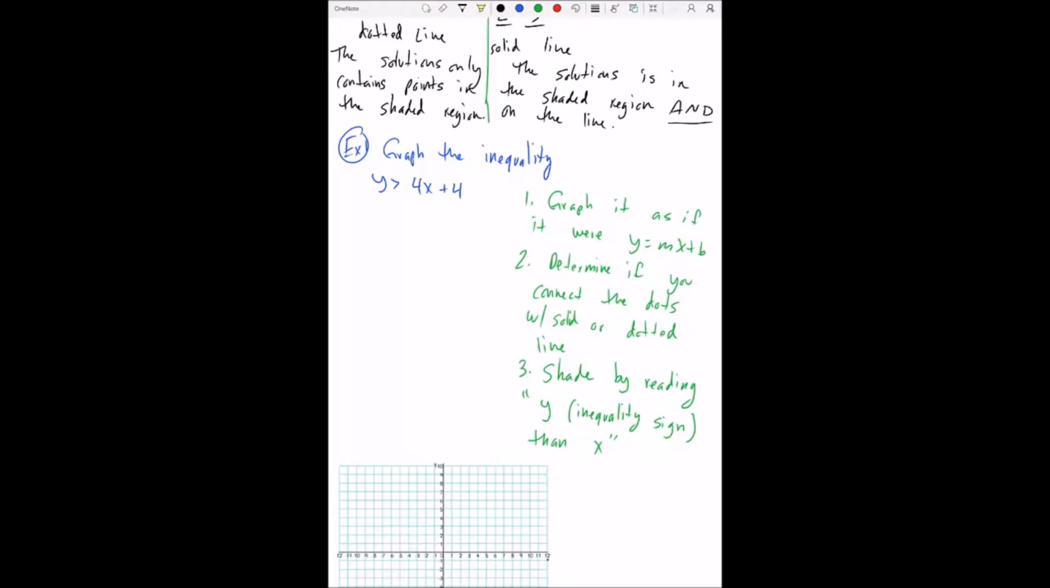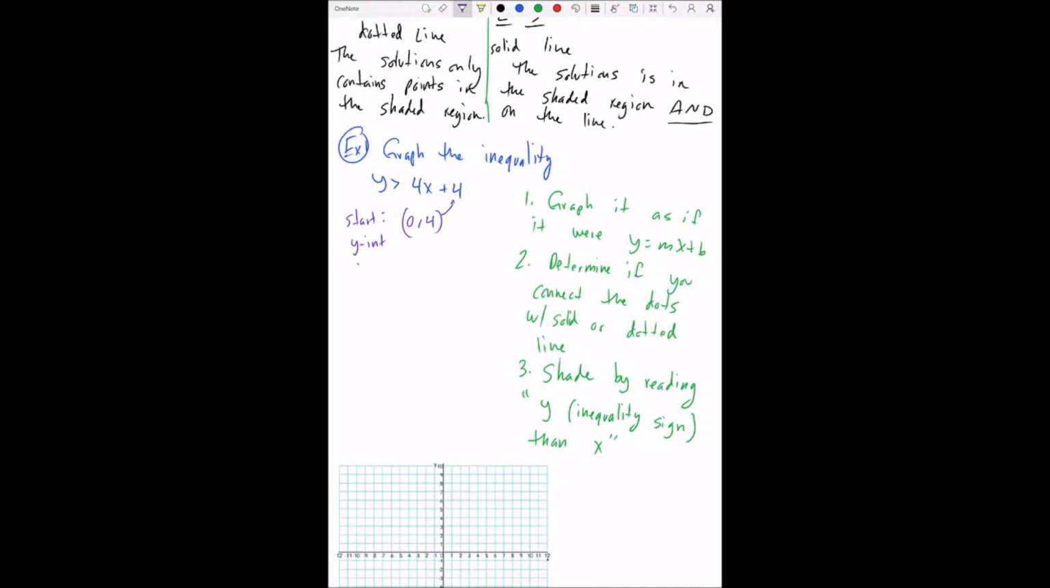So the first thing we need to do is graph it as if it was y equals mx plus b. First we need to find the start. Remember, the start is the y-intercept, which is the number without the x. So the number without the x is going to be (0, 4). So it's that one right there.